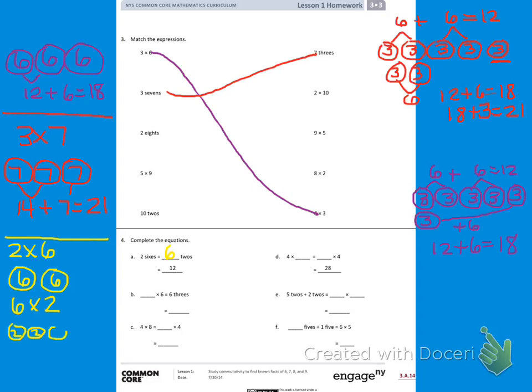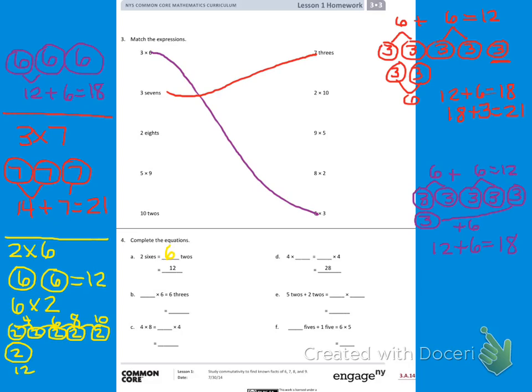1, 2, 3, 4, 5, 6. Let's see if it works. 6 plus 6 is 12. That's a doubles fact. Over here, 2 plus 2 is 4. Plus 2 more is 6. Plus 2 more is 8. Plus 2 more is 10. Plus 2 more is 12. So 2 6s is the same as 6 2s. You do items B and C the same way.